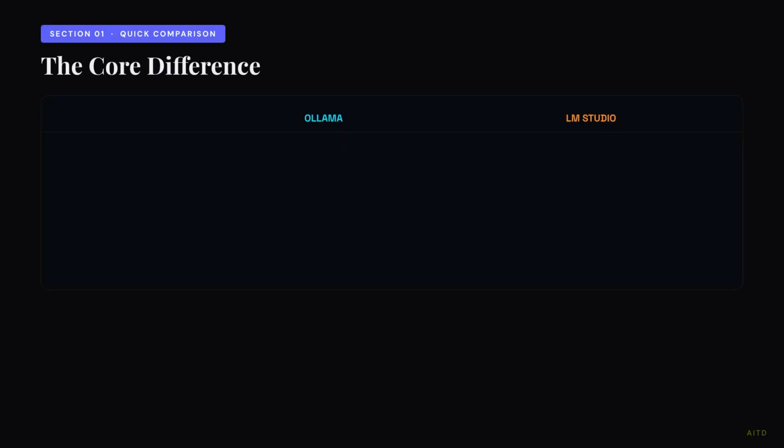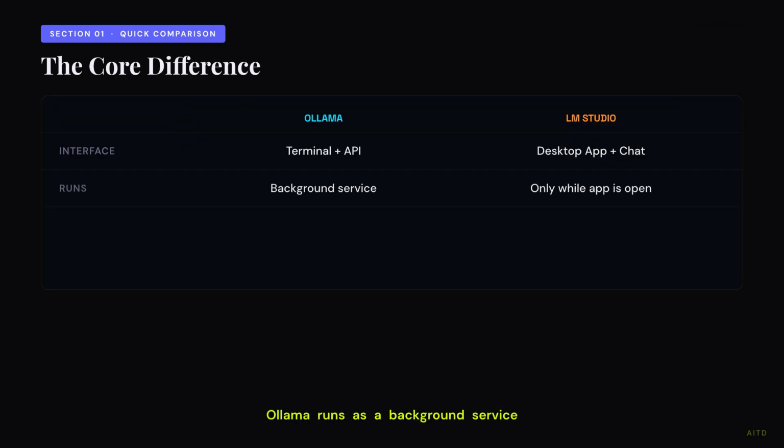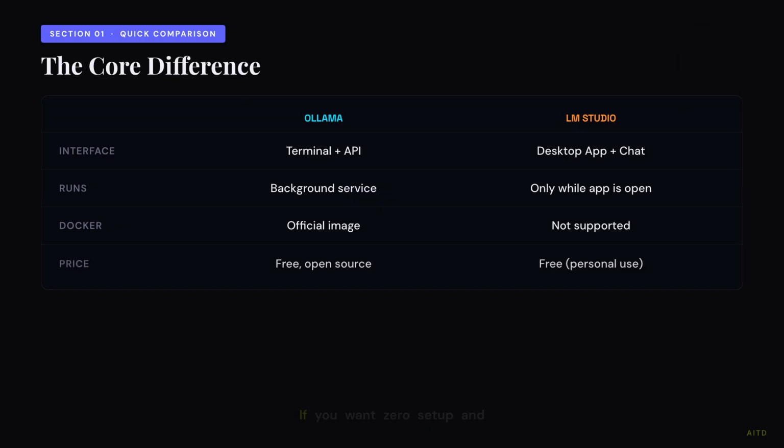Let's start with a quick version. Ollama is terminal first, built for developers who want an API. LM Studio is a desktop app, built for people who just want a chat window. Ollama runs as a background service. LM Studio only runs while the app is open. If you're comfortable with a terminal and want to build on top of local AI, that's Ollama. If you want zero setup and a ChatGPT style interface, that's LM Studio.